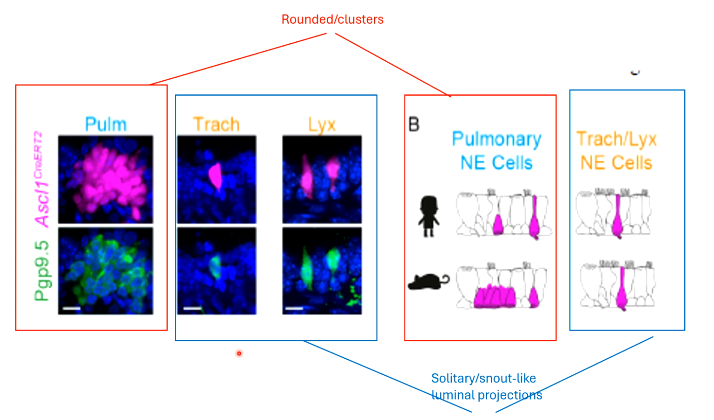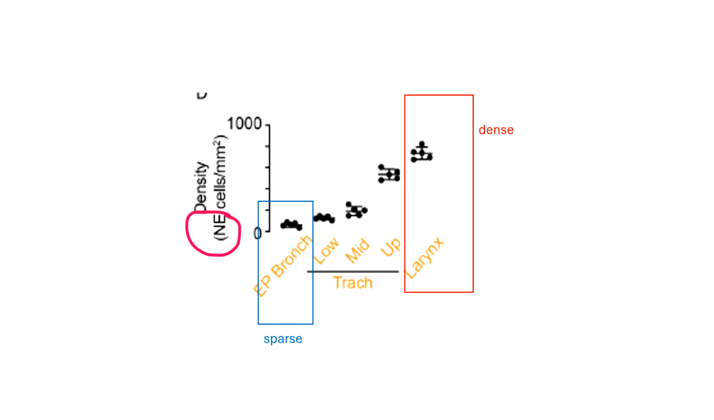So here we are again comparing the upper and the lower airway cells. In the lower airway, we notice that the neuroendocrine cells are rounded and clustered, whereas in the upper airway, they are solitary and have snout-like luminal projections. Here we can see that the density of the neuroendocrine cells in the upper airway is dense, as you can see here, whereas in the lower airway it's sparse.